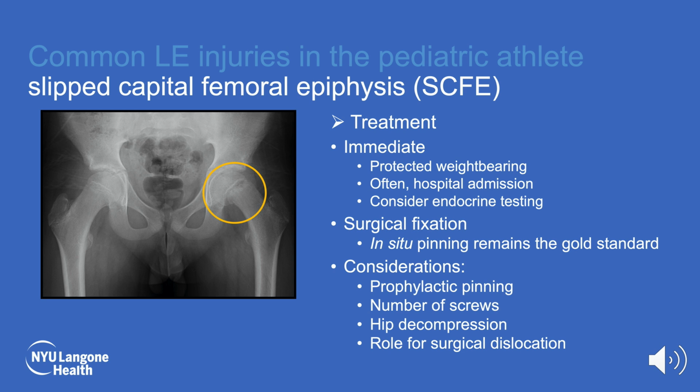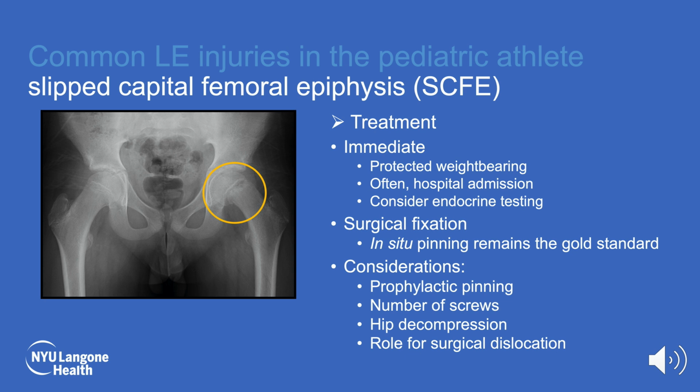When you're thinking about fixation, things you want to consider, whether or not to prophylactically pin the contralateral side. A good rule of thumb I still use is if the triradiate cartilage is open, the number of screws to use. So typically we use 1 for stable and 2 for unstable, unless you simply can't get 2 in. Usually there's 6, 5, or 7 screws.